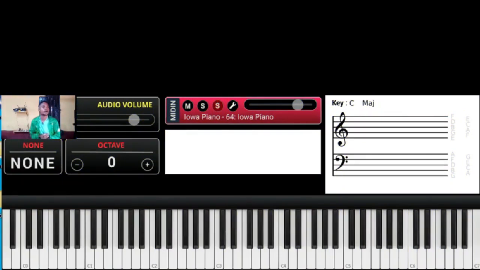Alright, hello guys, this is Shepard from Season Piano Lessons. Now today's lesson, this is our lesson 2. We'll be talking about how we can understand our intervals, how we can know our intervals on the piano.